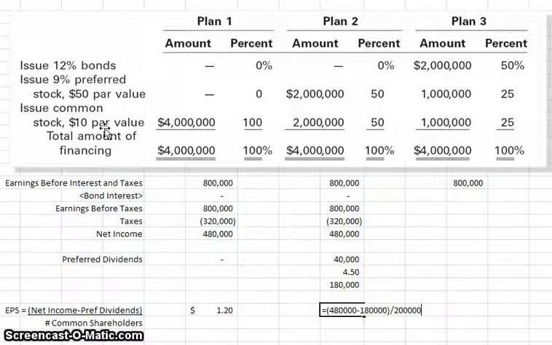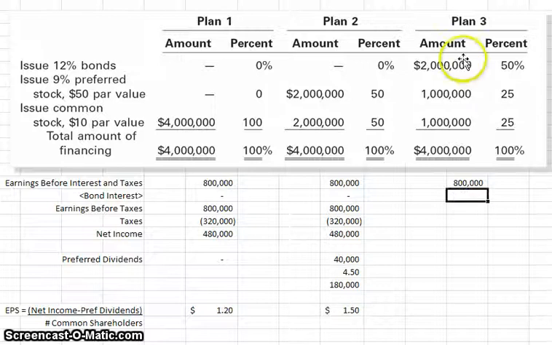So there's your calculation: 480,000, your net income, minus your preferred dividends, divided by the number of common shareholders. Your earnings per share number is $1.50. Okay, third scenario. Here we go. Plan 3. Let's issue a little bit of all of them.